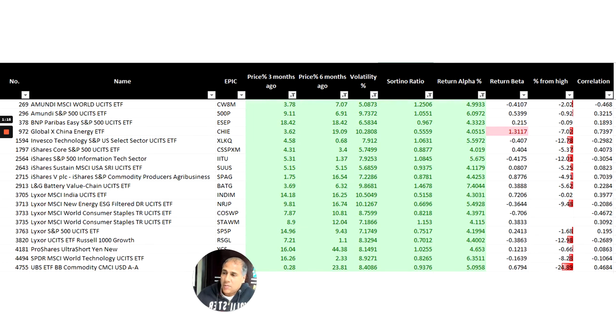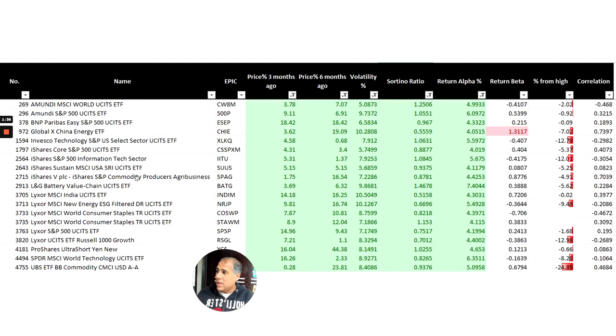Alpha just means outperforms the market. Beta is again a different measure of volatility as well. Then percentage off the highs. Now some of these are pretty close to their highs, okay? And correlation to the broader market. Ideally, you want something which isn't highly correlated to the broader market. You really want it near zero if you can get it.